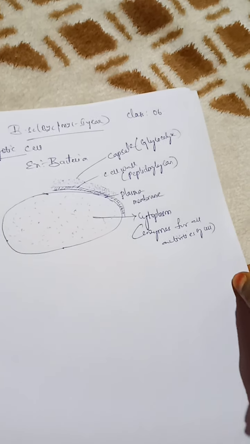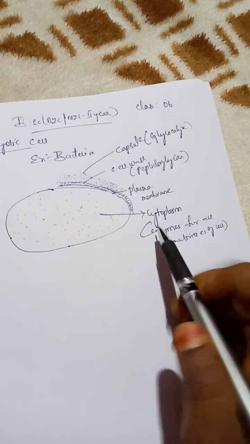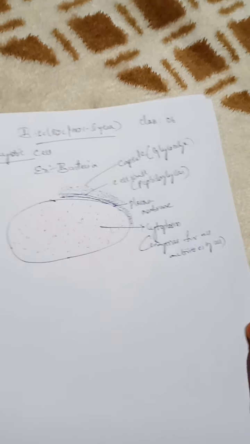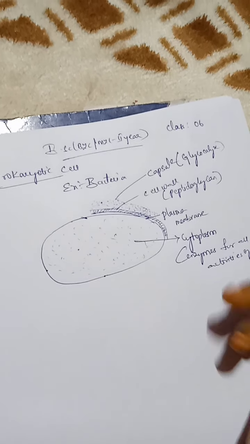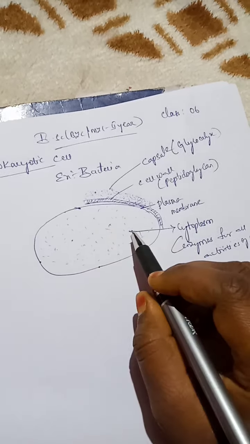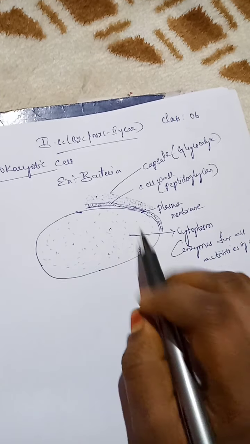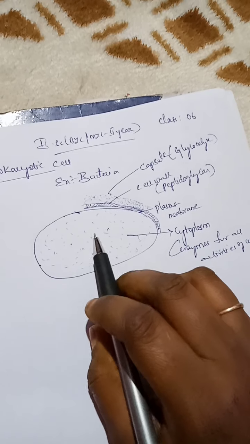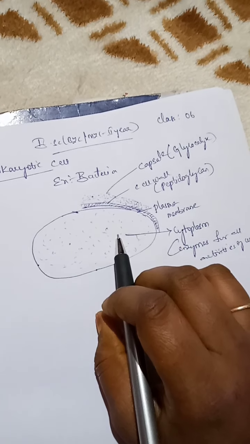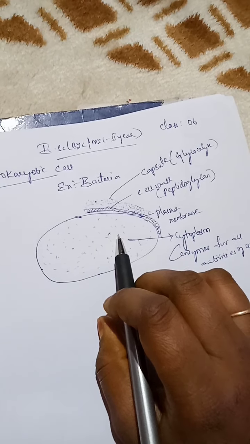Of the cell, that will be located in the cytoplasm. The next step we have to discuss here: we have discussed the cytoplasm, but there is no nucleus. Here there is no nucleus, and membrane-bound cell organelles are also not there, but their enzymes will be located in the cytoplasm itself.